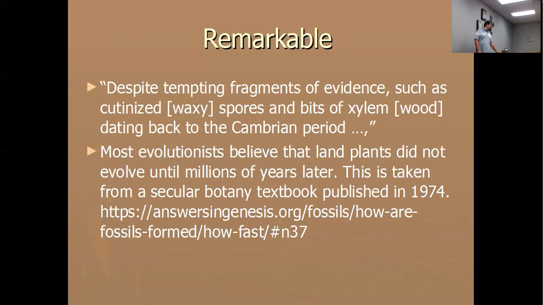And how long have the evolutionists known that we find fossils of land plants and spores in the Cambrian layer? Since 1974. This is a very common misplaced fossil. Okay. Spores, yeah, like from burns, right?